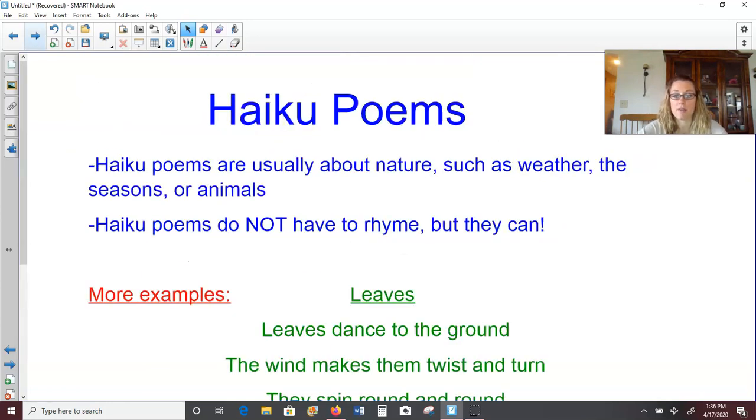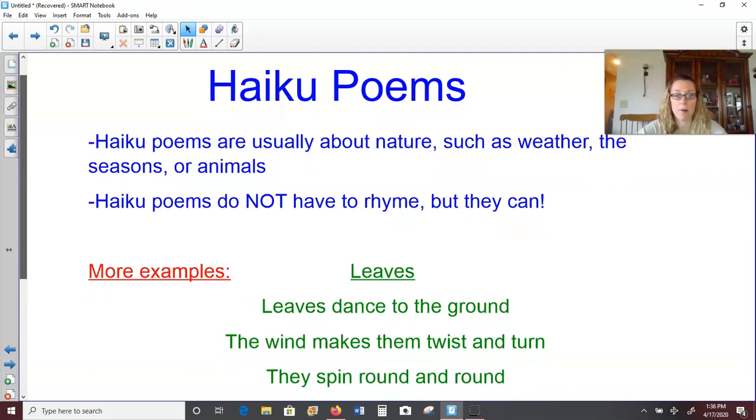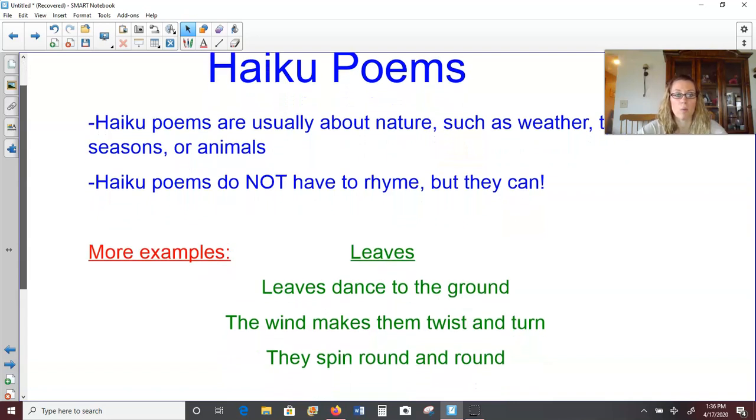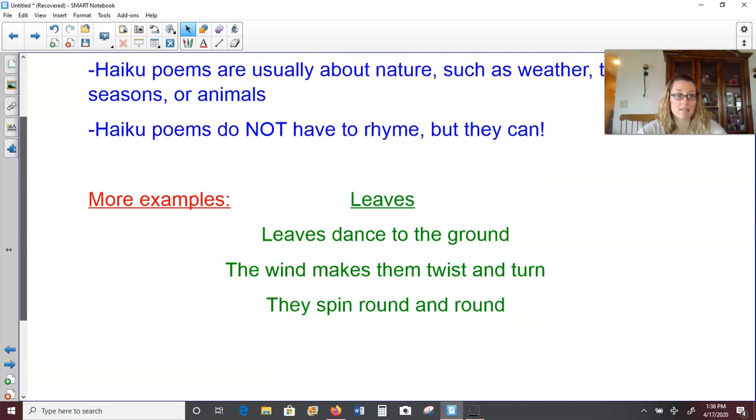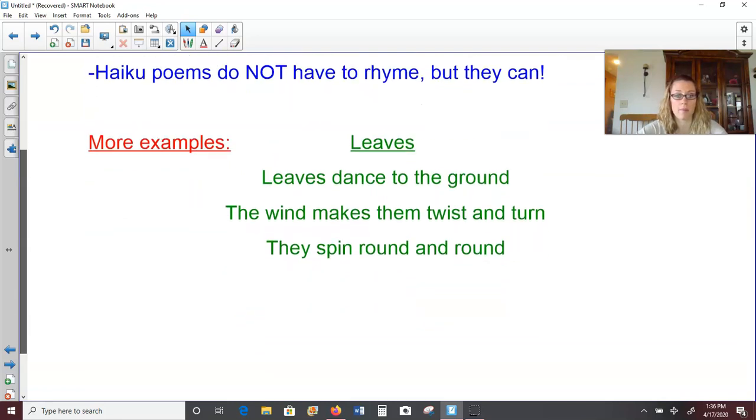Here are some other examples of some haiku poems. And usually haiku poems are about nature, like weather, the seasons, or animals. They don't have to rhyme, but it's always extra fun if you do make them rhyme. So here is another example of a haiku poem called Leaves. Leaves dance to the ground, 5 syllables. The wind makes them twist and turn, 7 syllables. They spin round and round, 5 syllables.